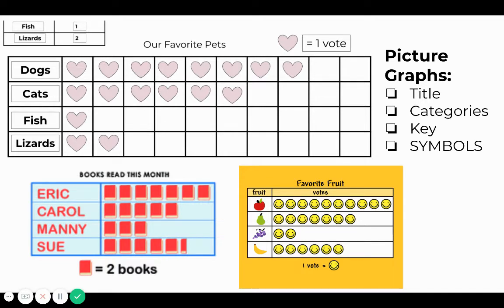Finally, that key is super important because we can see on the book picture graph, 1 book equals 2 books in their graph. So 1 picture of a book equals 2 books. So when you would total up this data, you would have to count by 2s, 2, 4, 6, 8, 10, 12, 14. Eric read 14 books this month.